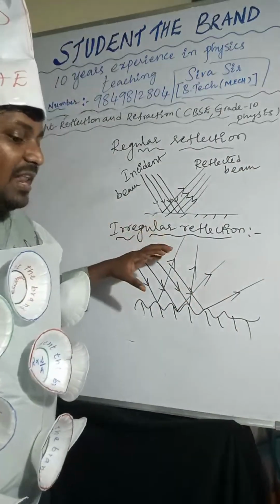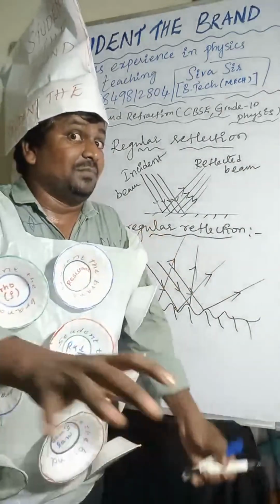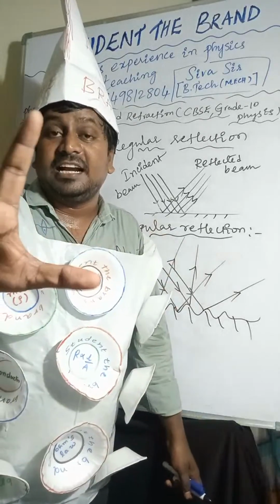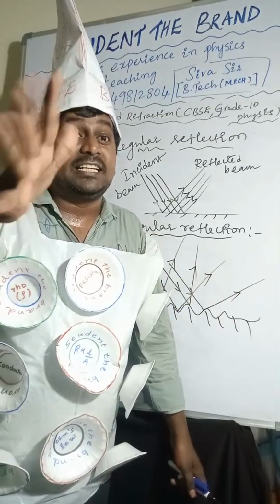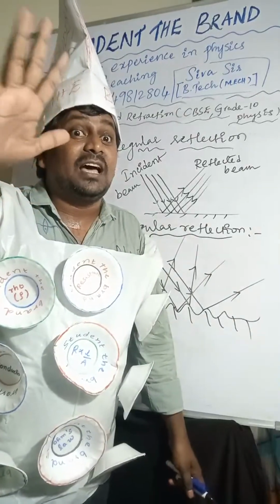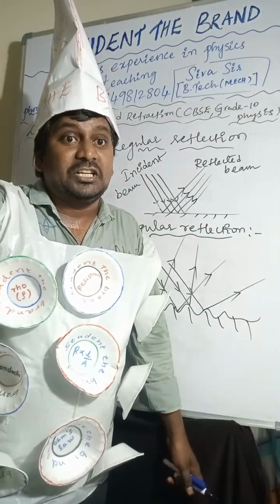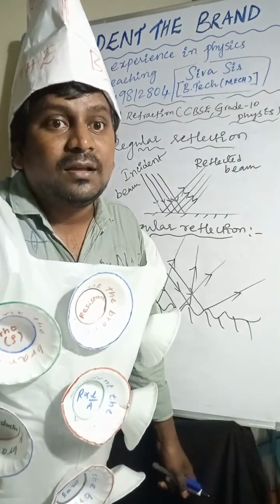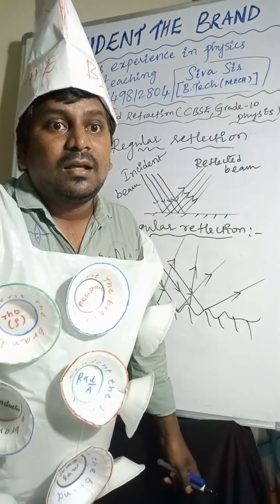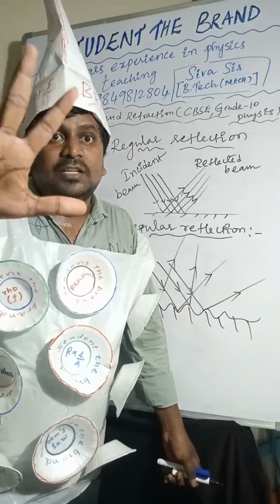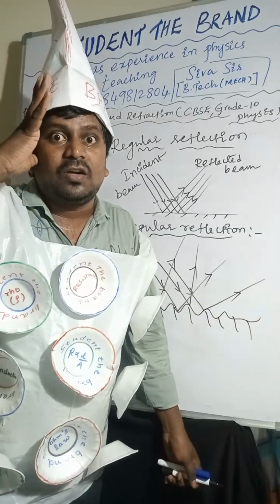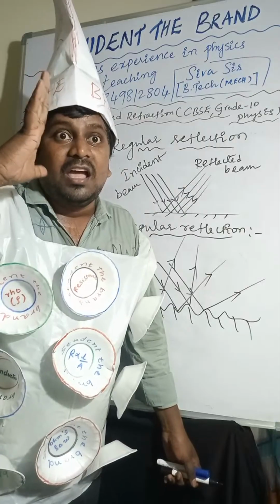The incident beam is parallel, but the reflected light rays are not parallel to each other. This type of reflection is called irregular reflection.